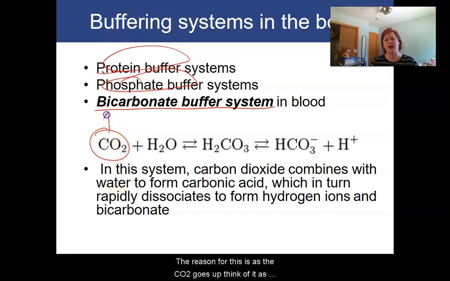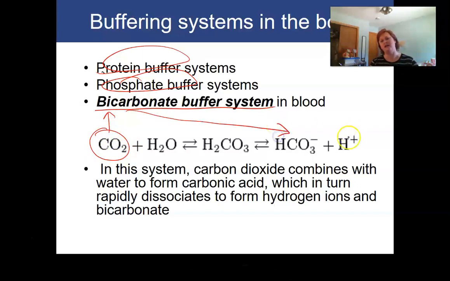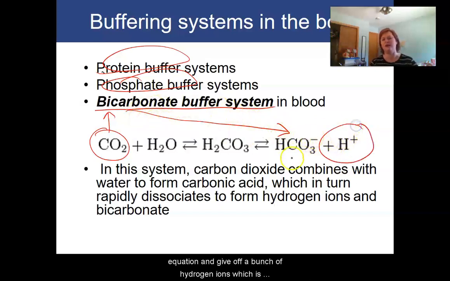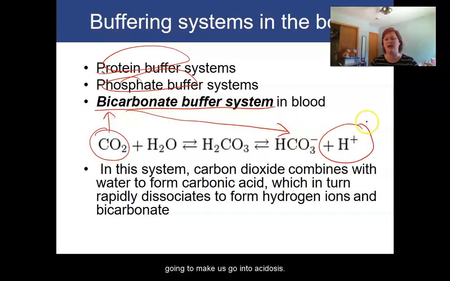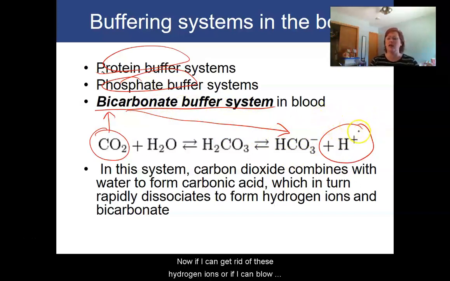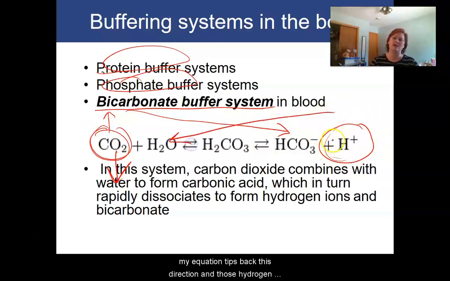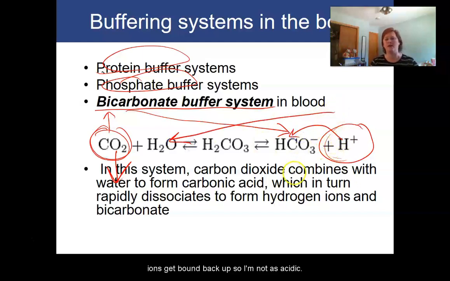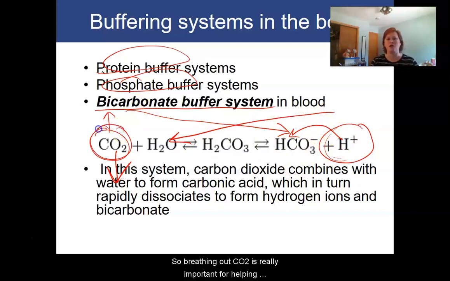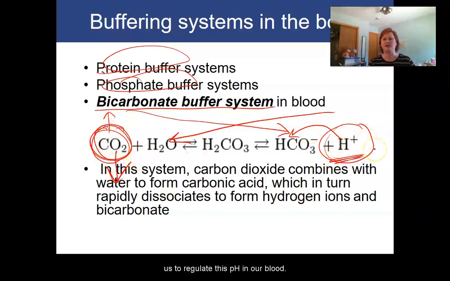The reason for this is as the CO2 goes up, think of it as making everything go downhill down the slide, which means we're going to slide this direction in our equation and give off a bunch of hydrogen ions, which is going to make us go into acidosis. Now, if I can blow off the CO2 so my CO2 levels drop, then my equation tips back this direction and those hydrogen ions get bound back up, so I'm not as acidic. So breathing out CO2 is really important for helping us to regulate this pH in our bloodstream.